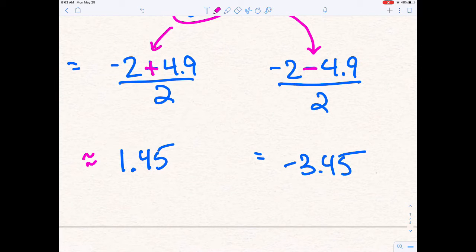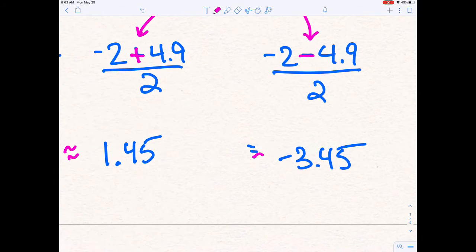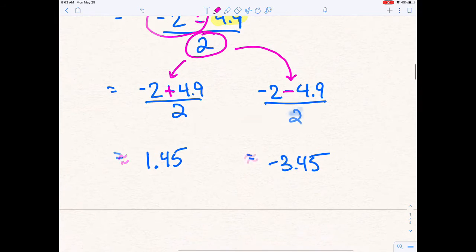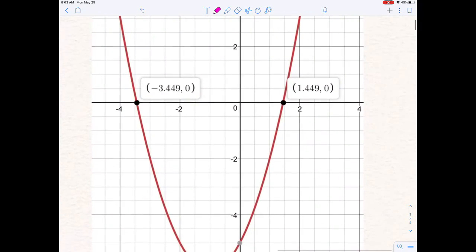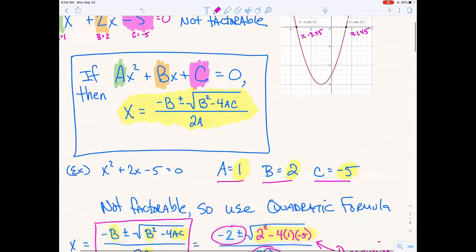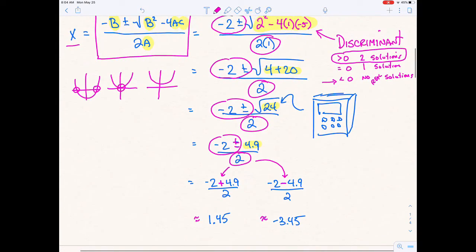And on the minus side, I take negative 2, too sloppy, I take negative 2 minus 4.9. I get negative 6.9. Divide it in half, and I get approximately negative 3.45. Okay, and what you're going to find is those two numbers match up really well with the graph I did in Desmos. Here's my approximately negative 3.45, and here's my approximately 1.45. Now, Desmos is more precise than I am because it went to an extra decimal place, but I think you can see that there's similarities there, and I'm pretty content with that.